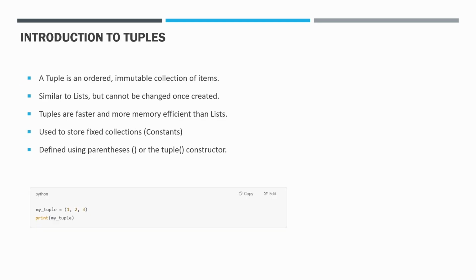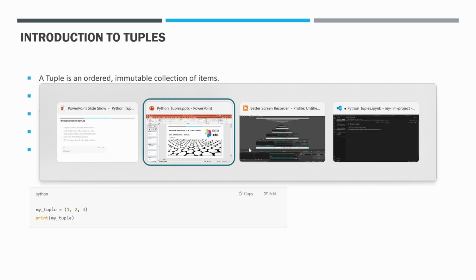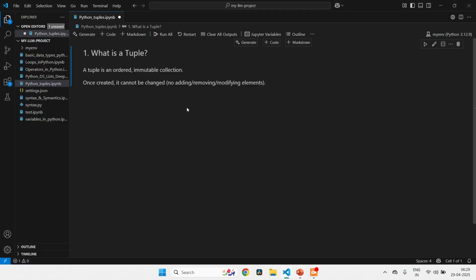So let's get started. A tuple is an ordered immutable collection of items. It's pretty similar to a list, but it cannot be changed once created. Tuples are faster, leaner, and more memory efficient than lists, and they're used to store constants, basically the data that is not supposed to change. They are typically defined using parentheses. You can also use the tuple constructor to define them. So let's go to our VS Code and get started with tuples.